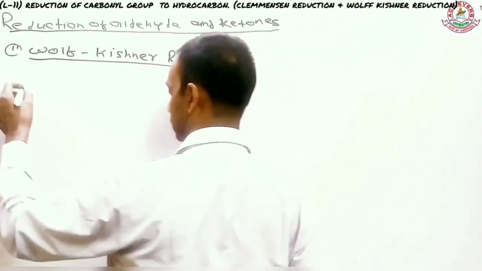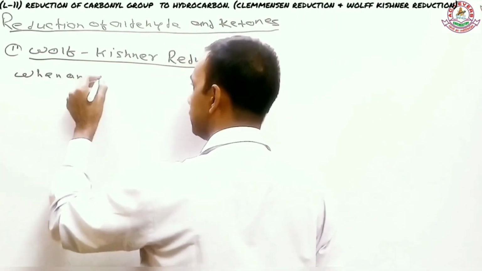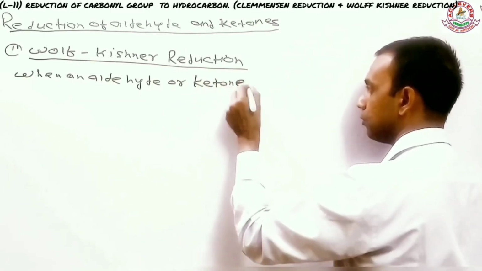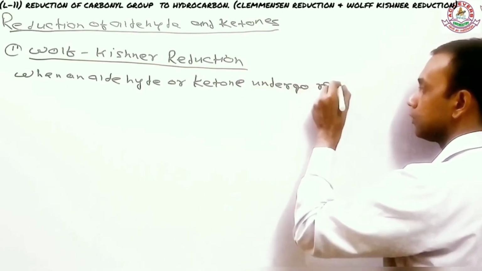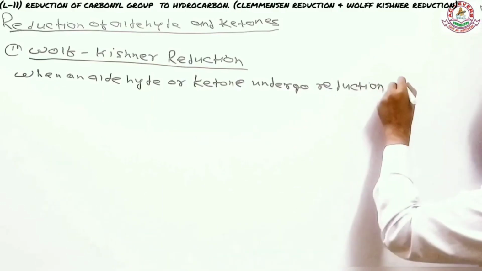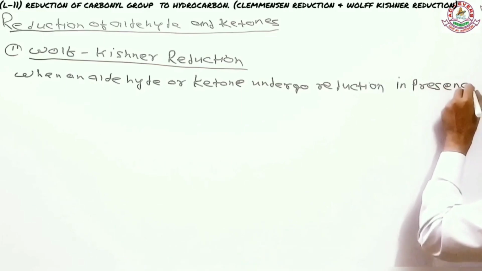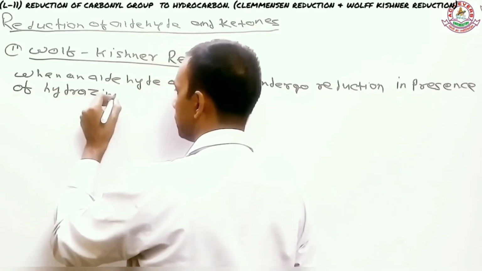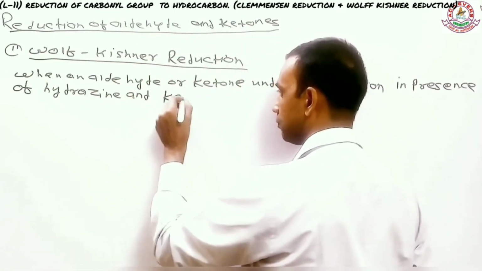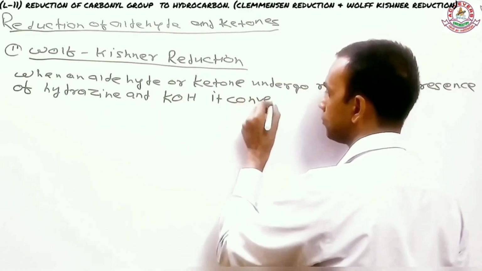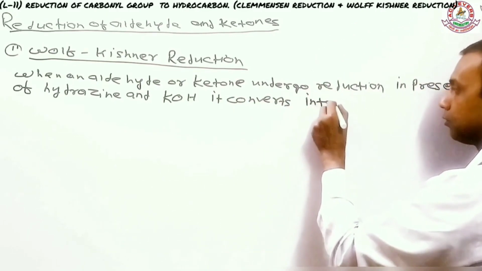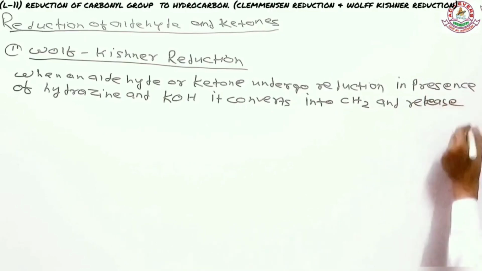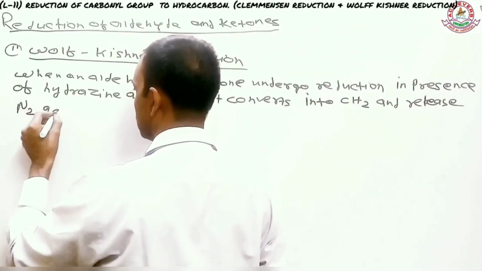Let me write this first and then I will make a reaction. When an aldehyde or ketone undergoes reduction in the presence of hydrogen and KOH, it converts into CH2 and releases nitrogen gas. Right? So this is the statement part.